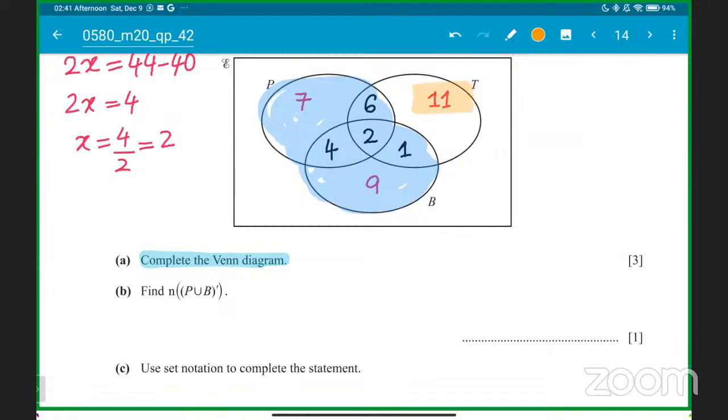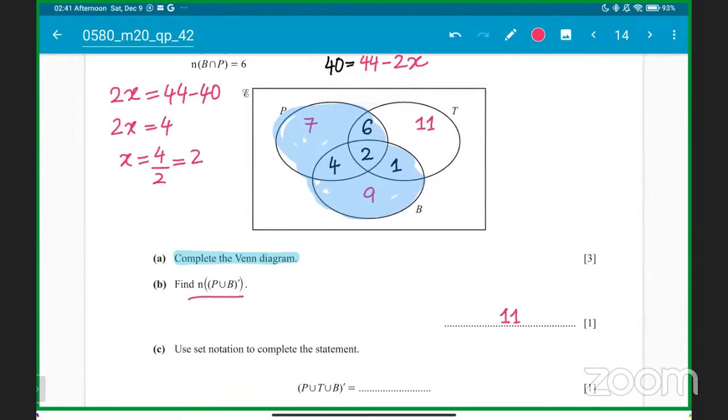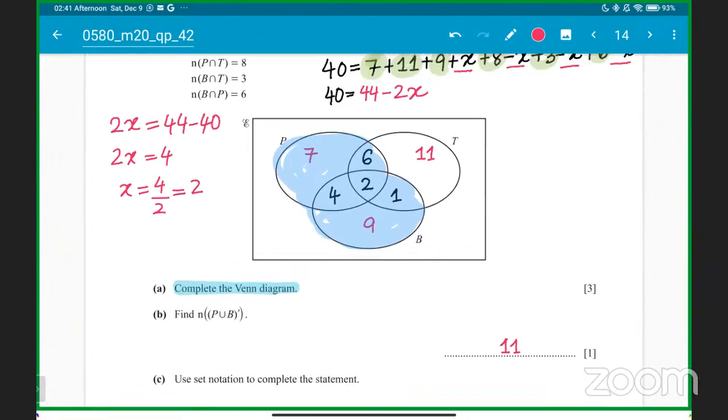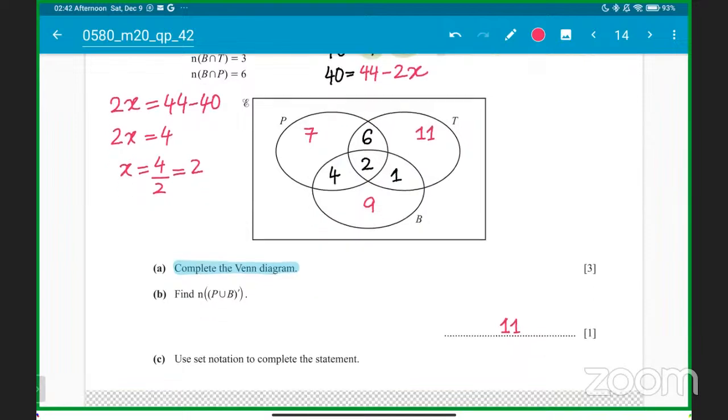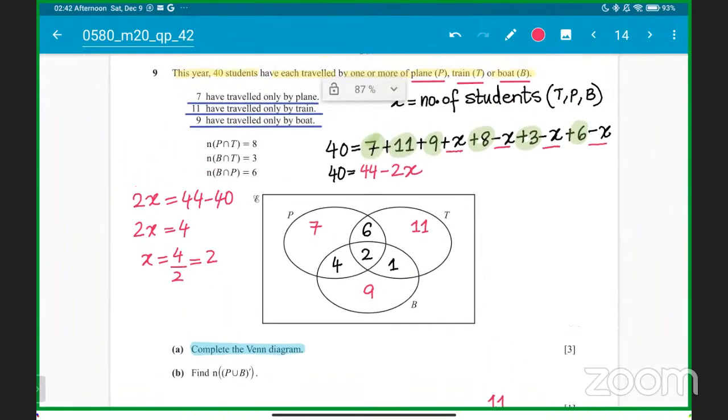So 11 is the answer for that. Understood? Let me know if you got it. Everyone clear? P union B complement means that you remove that P union B completely, take the outside, and you get the 11 that is there. Okay, so 11 is the number of elements. Got it, everyone? Clear? Yes, sir.